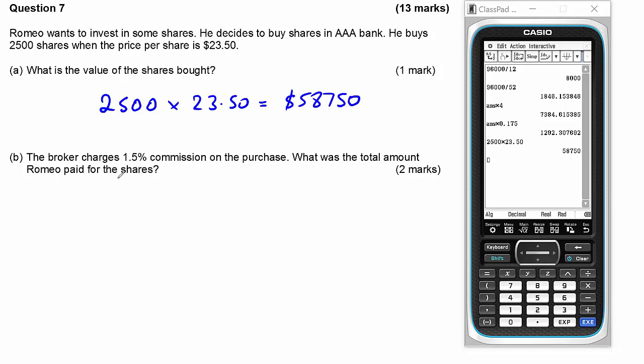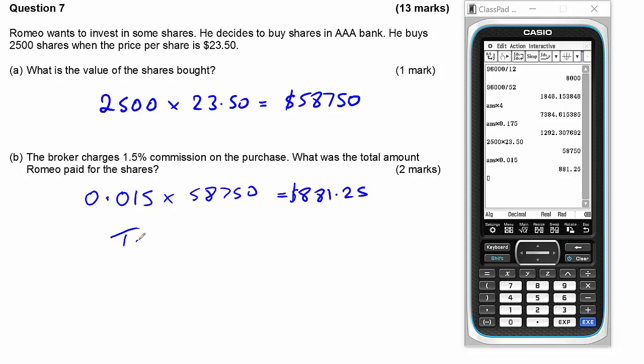The broker charges 1.5% commission on the purchase. What's the total amount Romeo paid for the shares? So we're going to want 1.5%, so that's 0.015 multiplied by 58,750. So multiply our last answer by 0.015, 881.25.